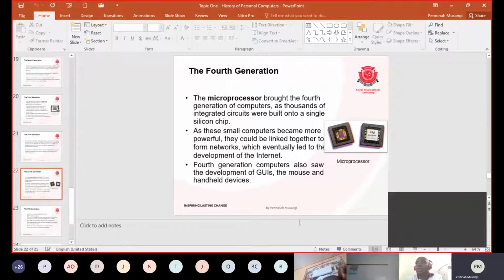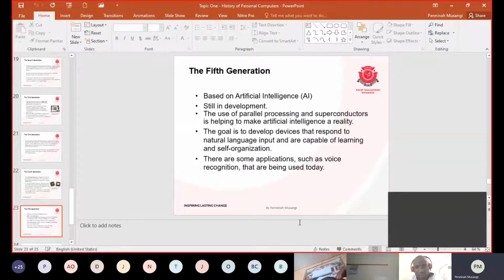So it was in the fourth generation whereby mouse, graphical user interfaces, and other handheld devices could now be connected or could be used in a computer. The last generation is the fifth generation, and the fifth generation is based on artificial intelligence.